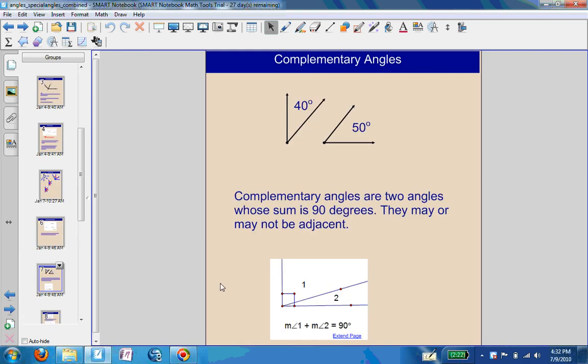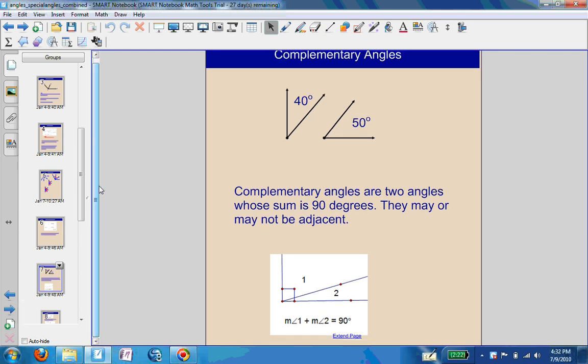Complementary angles are angles whose sum is 90 degrees. They may or may not be adjacent. In this case, we have 2 angles that are not adjacent. They do not have a common ray or common side. And then here we have 2 angles that are next to each other that add up to 90 degrees. So in either case, the 2 angles that add up to 90 degrees are considered complementary.